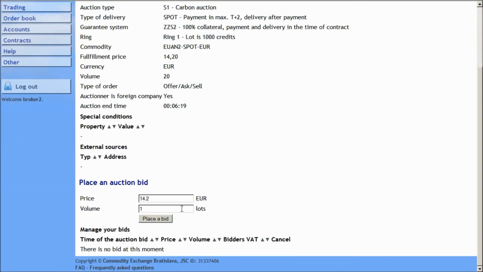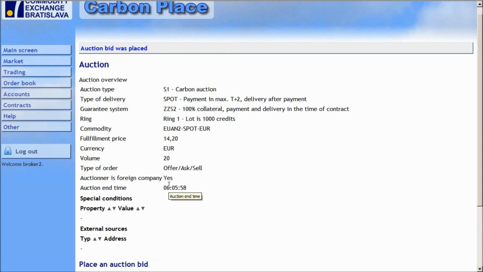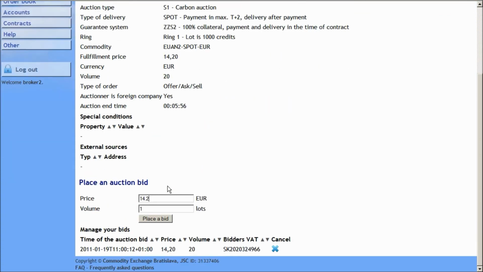Bids in the carbon auction can be cancelled, therefore after placing a bid there is option to manage them. Let's play a while. We can see that minimum price I should place is 14.2. So we can place a bid for all volume 20,000 EUAs at price 14.20. Because I think others might trade with higher price, I will also place bid 5,000 EUAs at price 14.27, and 5,000 EUAs at price 14.33.